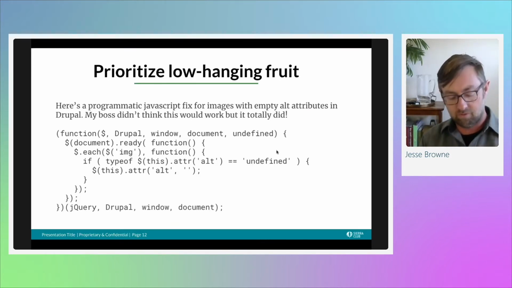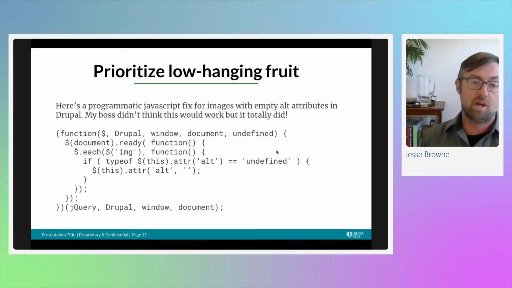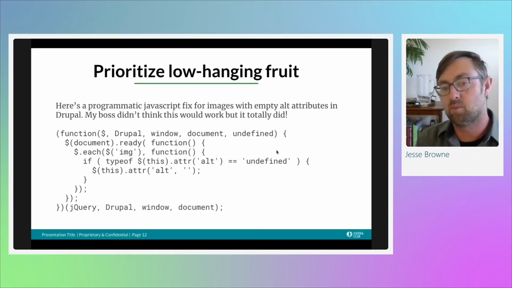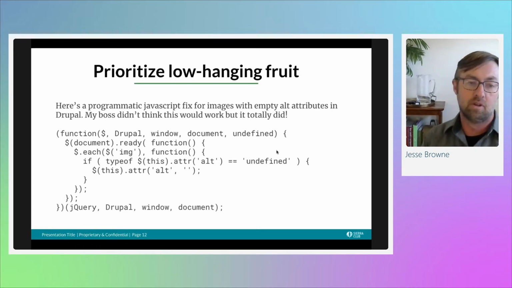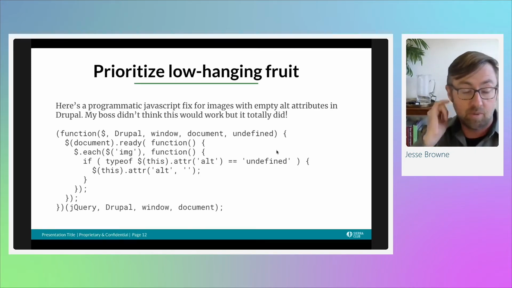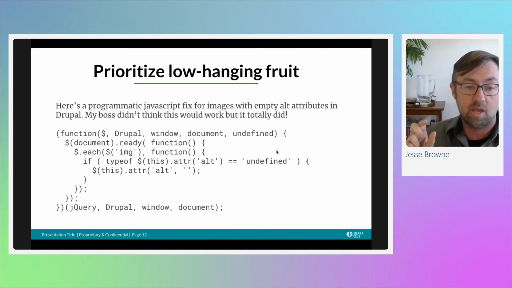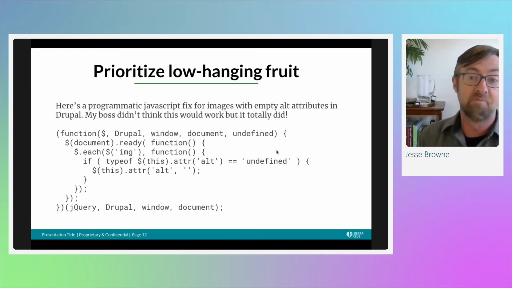And so one of the fixes for this was to just have the attribute there but not have a value in it. And so I was like, well, why don't we just, after the page is loaded, run some JavaScript to crawl through every single image on the page, and if there's no attribute already defined, we'll just slap one in there with an empty value. And my boss was like, that's not going to work, but it did.